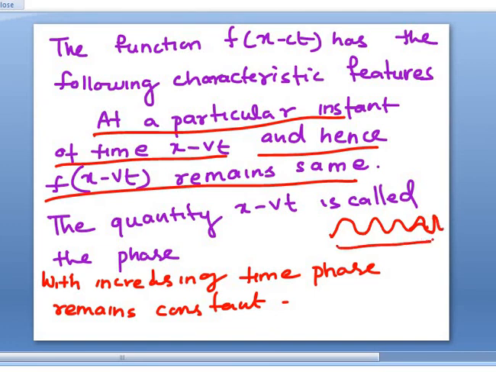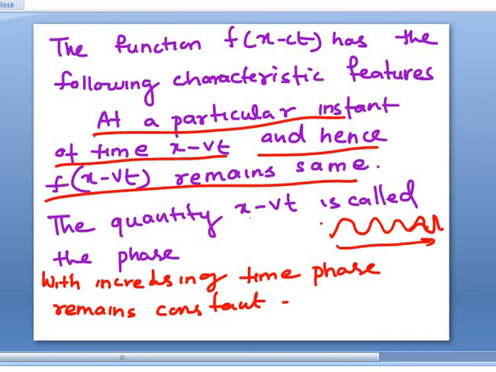So what is happening? The distance is changing, time is changing. The time is increasing, x is increasing, so this difference x minus vt will remain the same. Hence this quantity x minus vt is called the phase. Same is the case when it is in the opposite direction. That is x plus vt. It will represent the plane wave propagating in the negative direction.